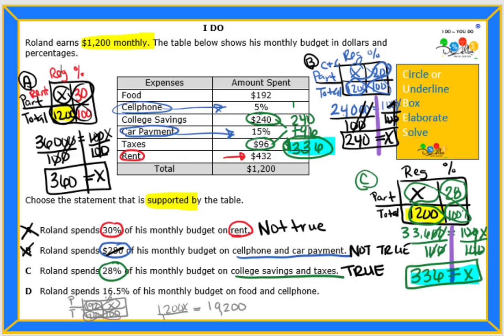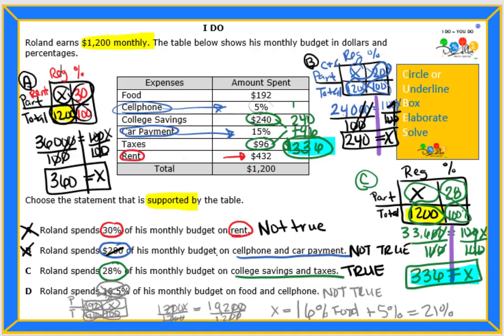So we would divide by 1,200. So this is going to turn into 1x, so x equals, and then here we can divide both of them by 100, and we get 192 divided by 12. So 192 divided by 12 is 1. That would give us 72 left over, and that would be 6. And so x equals 16% for food. Okay? And then remember that they already told us cell phone was 5%, so that's plus 5%. 16% plus 5% is not 16.5%. It's 21%. So this is not true.